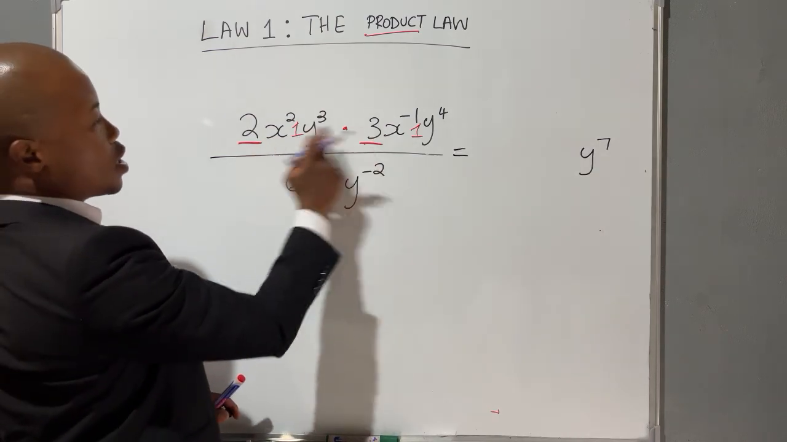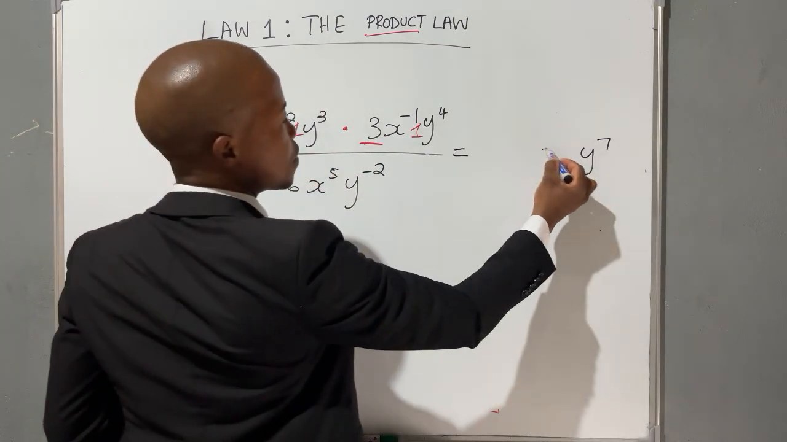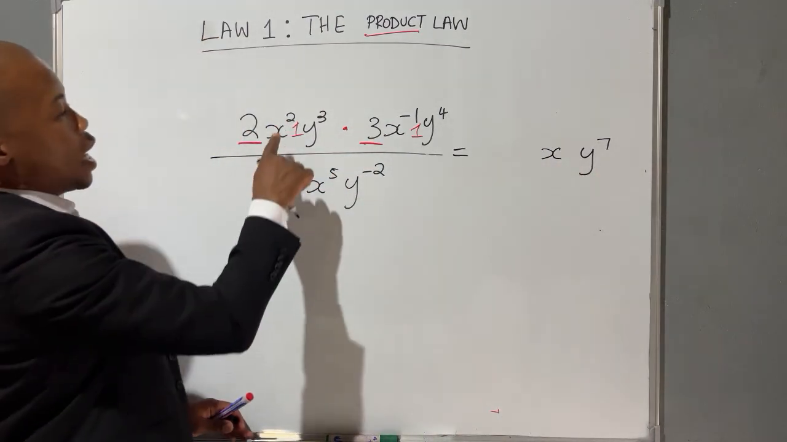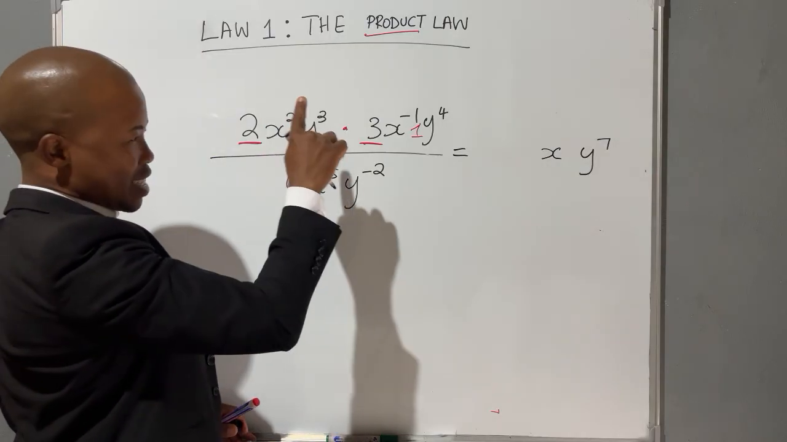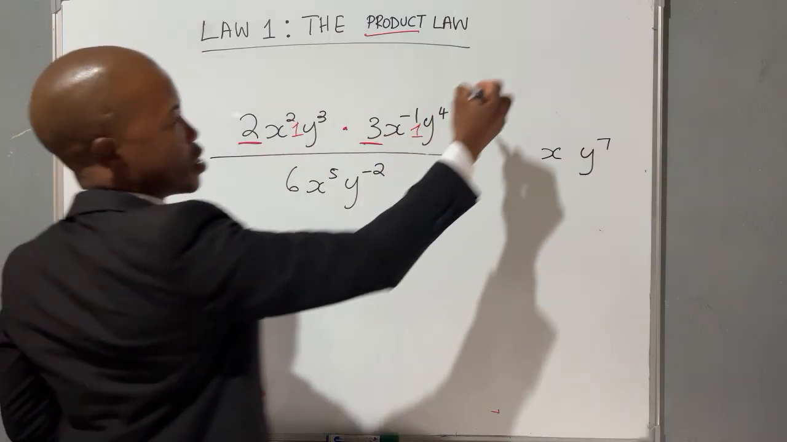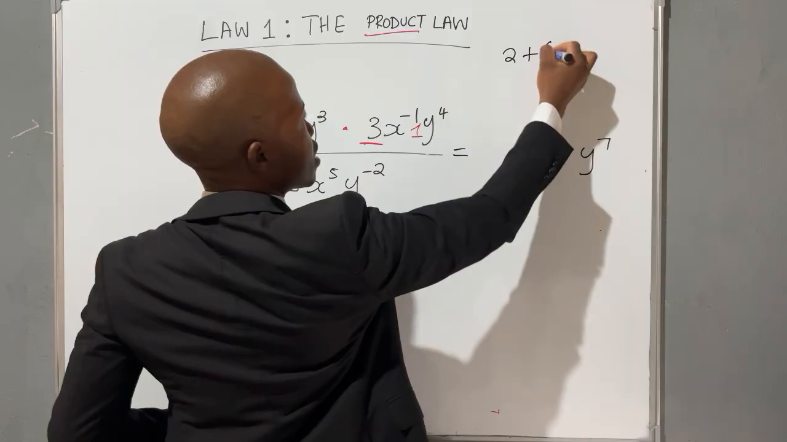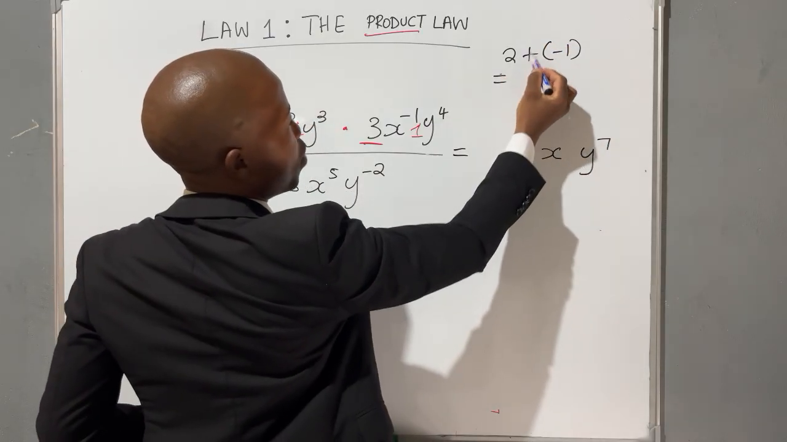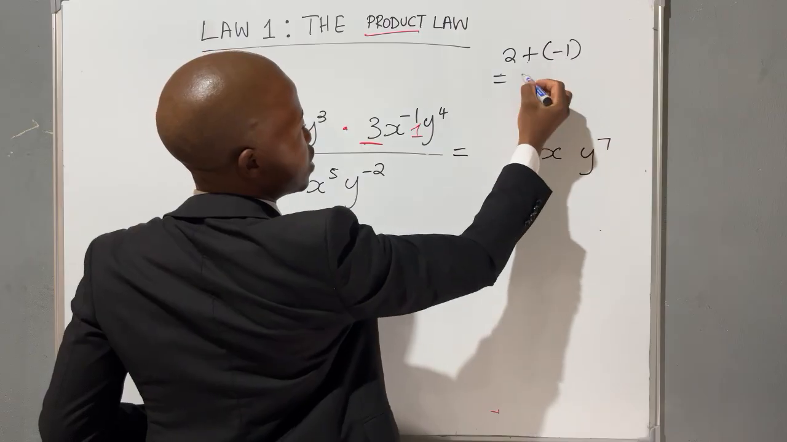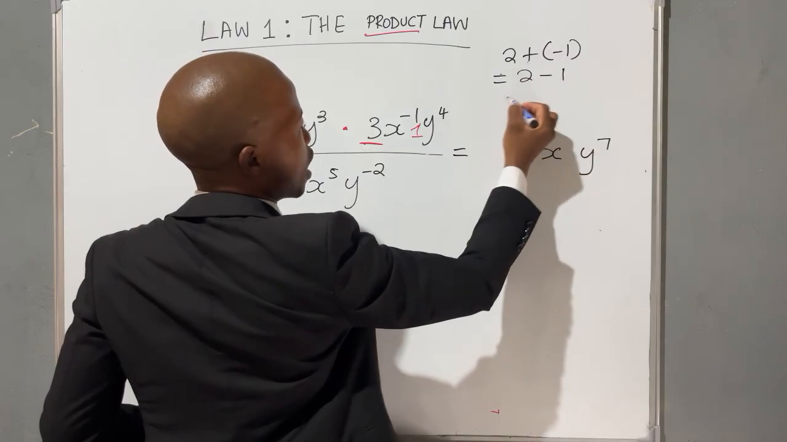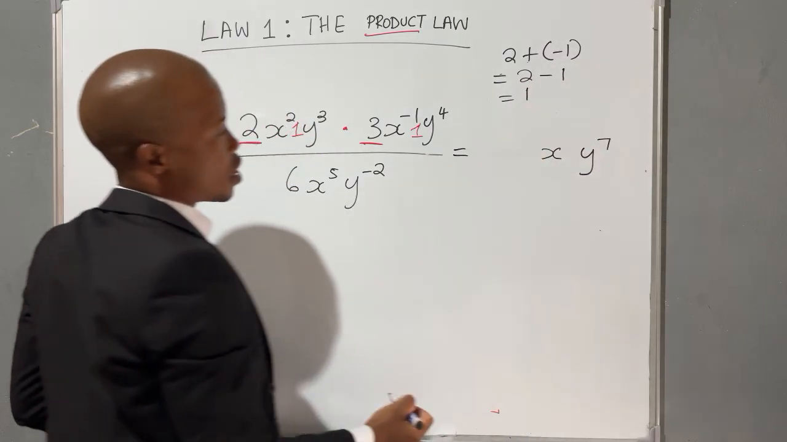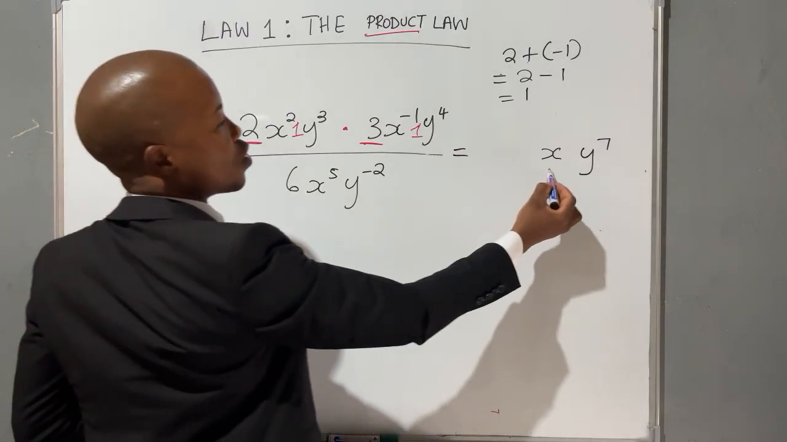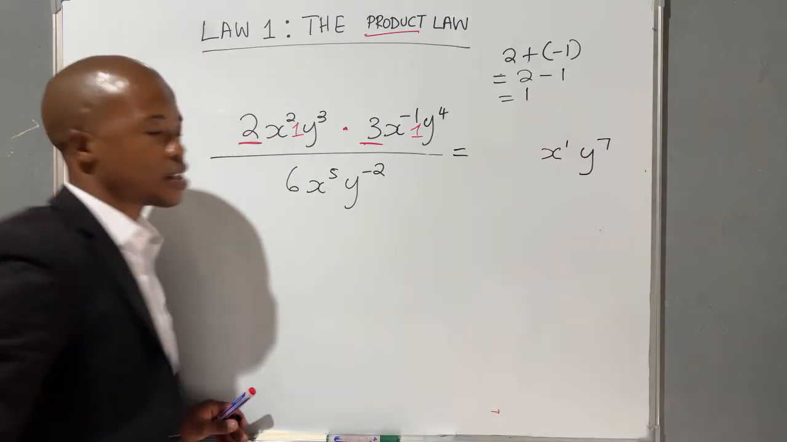And then let's look at x, right? For x, it is 2 plus negative 1. 2 plus into minus 1, right? Positive times negative is going to give us negative. So it's going to be 2 minus 1, which equals 1. In other words, the exponent of x is going to be 1.